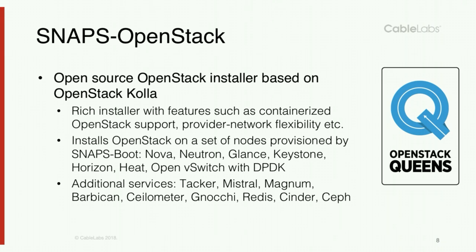For instance, Tacker, which is a VNF manager, Mistral for workflow management, Magnum for container support, Barbican for key management security, Ceilometer for metering, Gnocchi, Redis for database, Cinder for storage, and Ceph for storage as well. So these are all additional OpenStack services that are deployed by SNAPS-OpenStack.